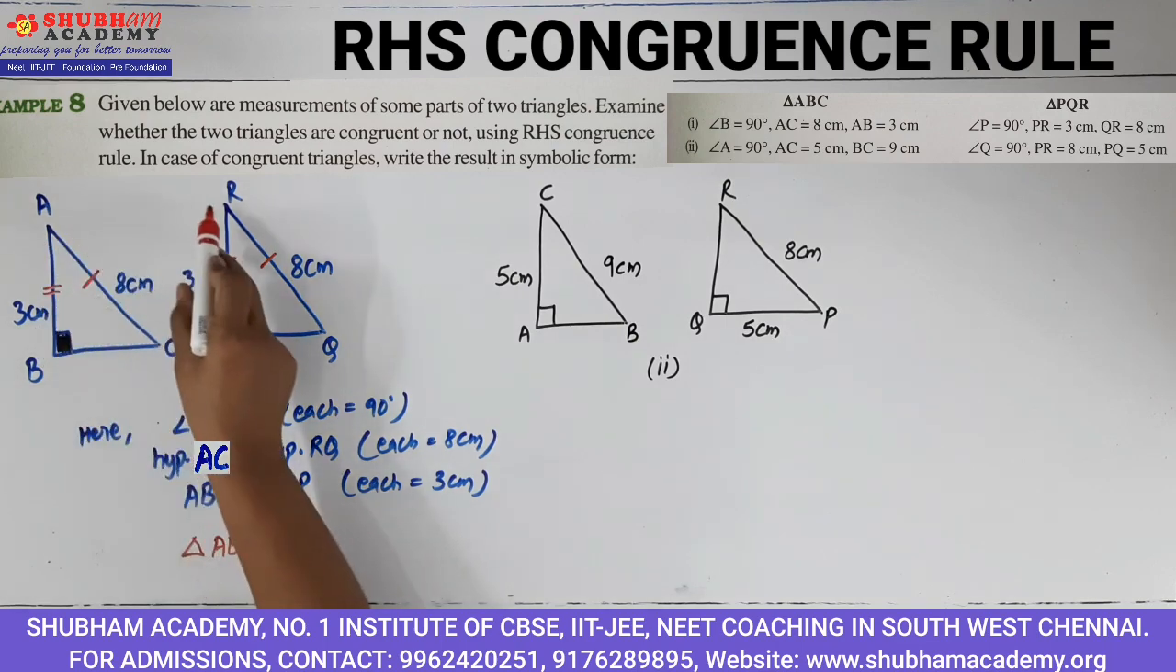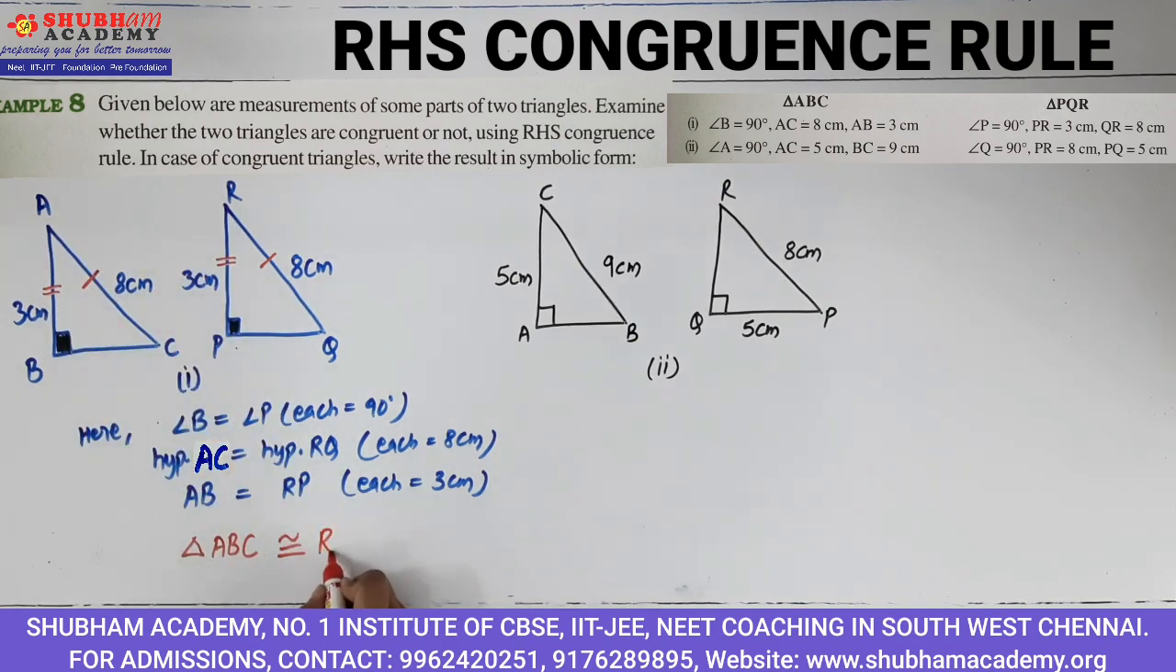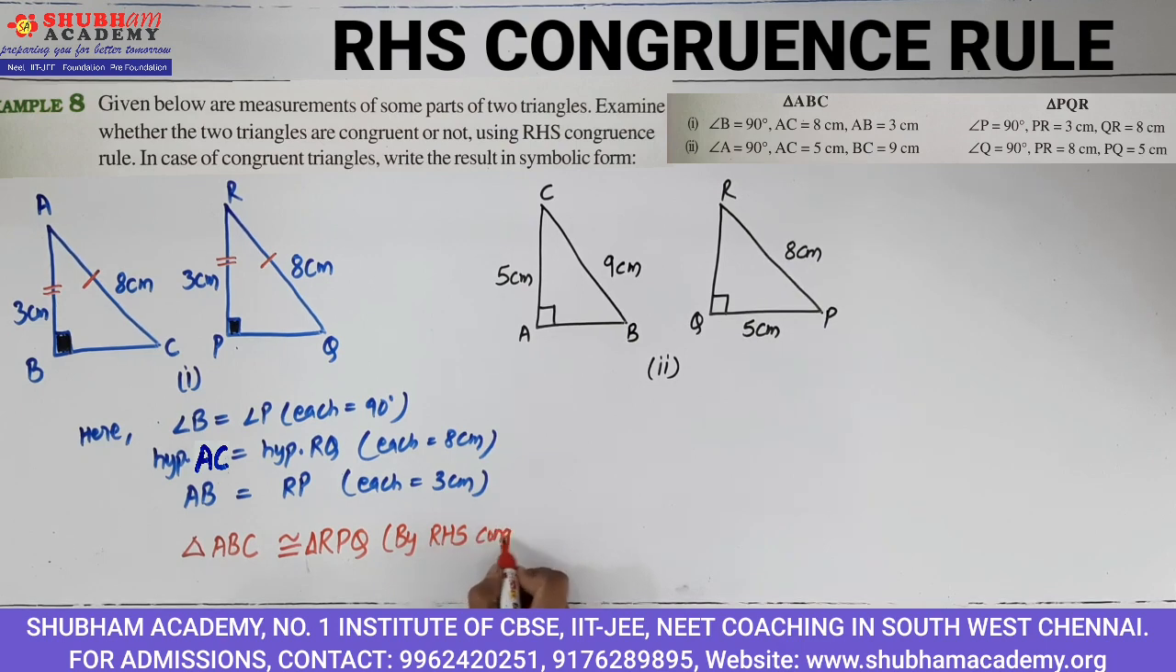So A corresponds to R, B corresponds to P, and C corresponds to Q. So triangle ABC is congruent to triangle RPQ under the RHS congruence rule, the right angle hypotenuse side rule.